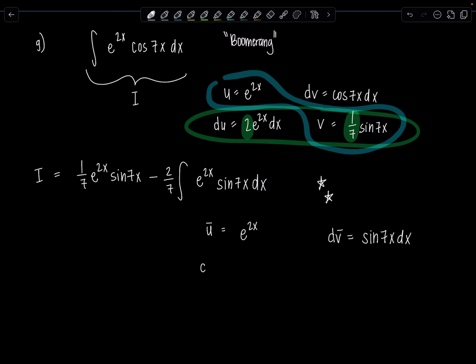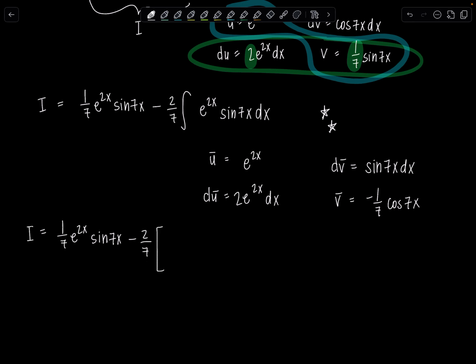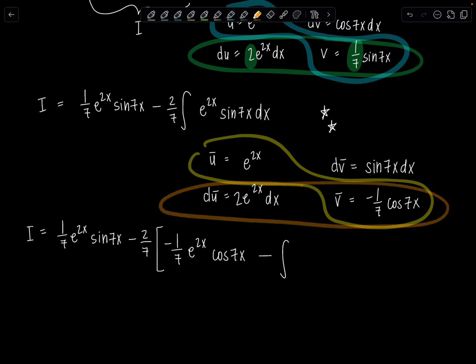Okay, du bar would be, again, 2e to the 2x dx. And then v bar, this time be careful, negative 1/7 cosine 7x, right? Okay, good. So our original integral is equal to 1/7 e to the 2x sine 7x minus 2/7 is still sitting there. Then again, we have u bar v bar. So that's negative 1/7 e to the 2x cosine 7x minus integral v bar du bar.